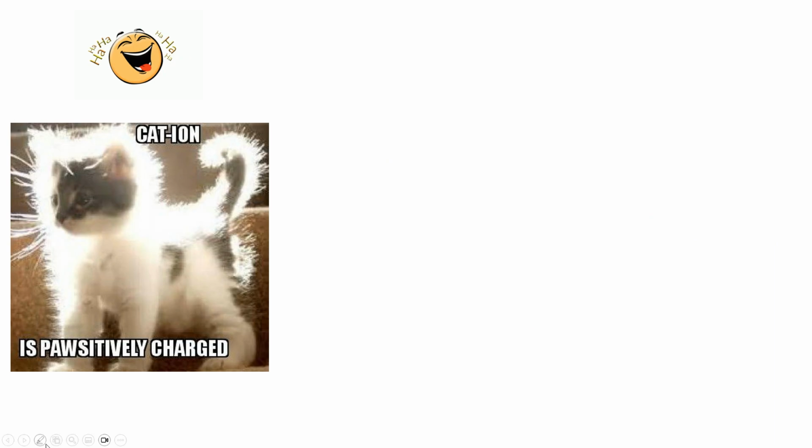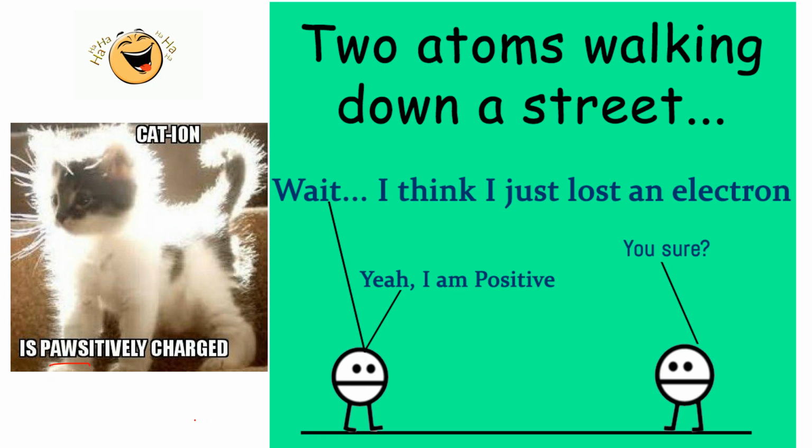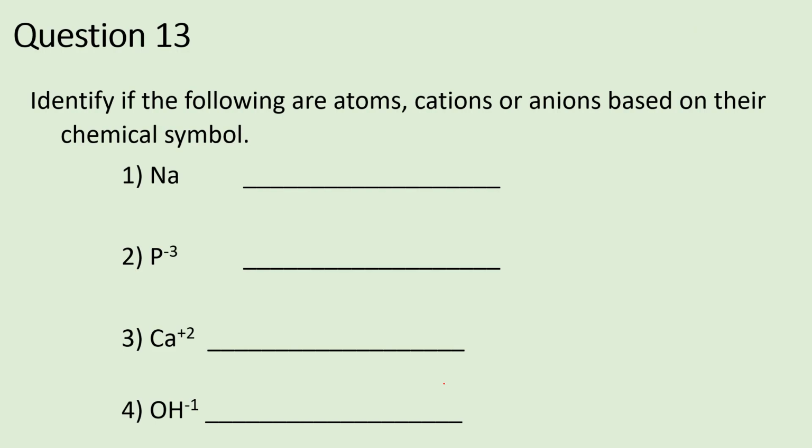So another thing that, if it helps you remember, we've got these cations, which are positively charged particles. Again, a little bit more information than you need to know to get the joke, but for the test anyway. So 2 atoms walk down the street. One of them says, wait, I think I lost an electron. The other one says, are you sure? And then, yes, I'm positive, because what happens when you lose an electron? You become positively charged. Again, a little bit more than we need to know for our test, but still cute.